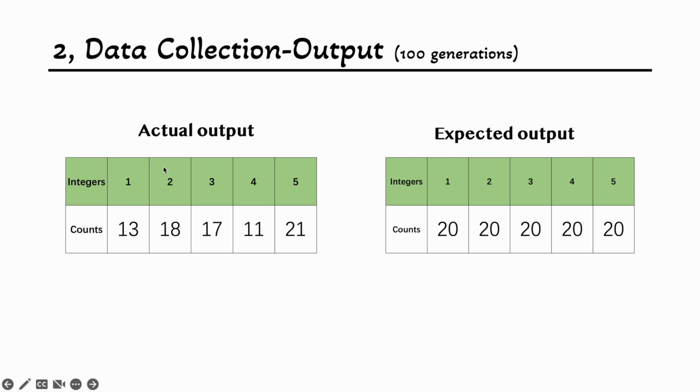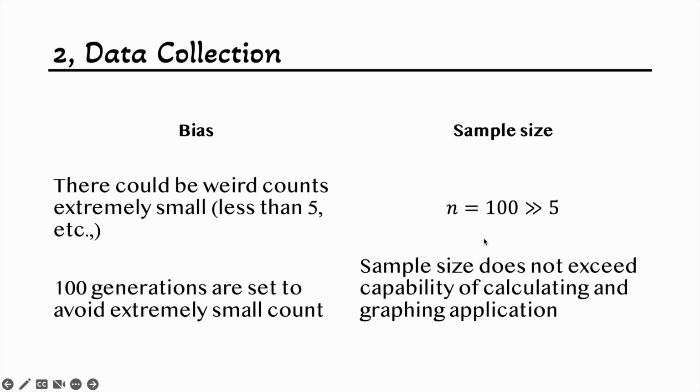As the output, you can see the actual output here and the expected output. It will be equal for the 5 integers, or 20 each. And for the bias, there could be weird counts that are extremely small, for example less than 5. So I use 100 generations so I can avoid extremely small counts.